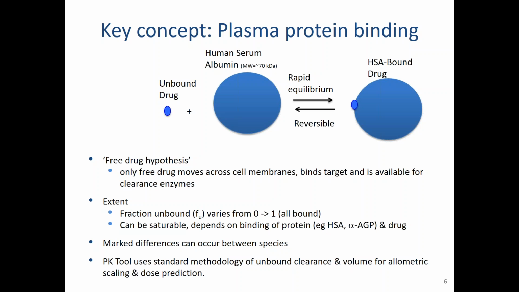One thing that we need to get into a little bit is plasma protein binding, because the PK tool is essentially built on the standard methodology, which is to use unbound clearance and volume for both allometric scaling and dose prediction. So basically, apologies for dumbing this down a little bit, but the free drug hypothesis essentially is that only the free drug moves across cell membranes and binds targets and is available for clearance enzymes. So it's really the concentration of the unbound drug that is key, and obviously the fraction unbound, which is what's driving the activity, can vary from nothing to 1.